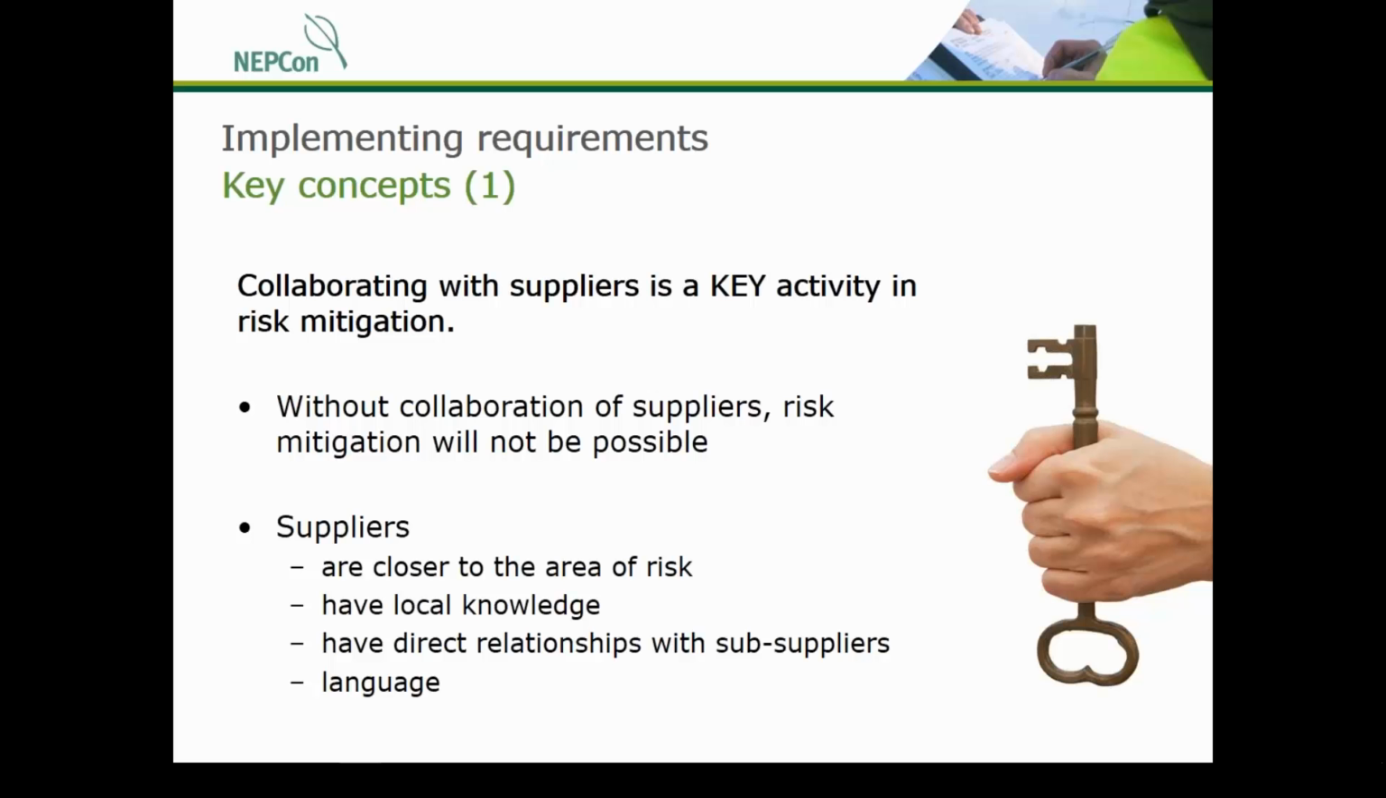Obviously, especially if you have a relatively complex supply chain, it would be very difficult to obtain the necessary access to forest level or to supply chain entities. Therefore, the collaboration of suppliers is a key activity when talking about risk mitigation. So really, without the active participation and support of suppliers, it would be very difficult. And the reasons are, of course, that suppliers are closer to the sourcing area where the risk may be identified. They have a certain level of local knowledge. They understand what the issues are. They may have direct relationships with their suppliers, of course, but also with sub-suppliers if it's a complex supply chain. There can also be language issues if you source from different countries than your own.